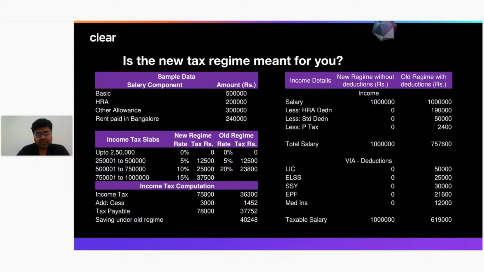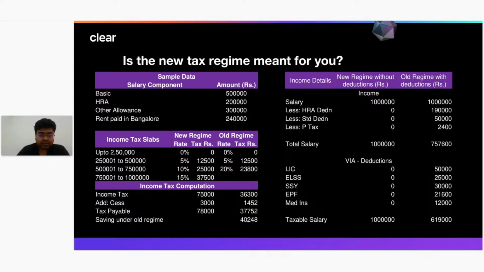Now, if we look at the tax computation under the new tax regime, up to 2,50,000 rupees, there is no tax. From 2,50,000 to 5 lakh rupees, the rate of tax is 5%, which will give me 12,500 rupees. Now, from 5 lakh to 7 lakh rupees, under the new tax regime, the rate of tax is 10%, which would give me 25,000 rupees. And 7 lakh 50 to 10 lakh rupees, the rate of tax is 15%, which would give me a tax of 37,500 rupees. All in all, 75,000 rupees will be the tax payable. And on top of that, we will be adding 4% of health and education cess. And the amount of tax that needs to be paid will be 78,000 rupees.